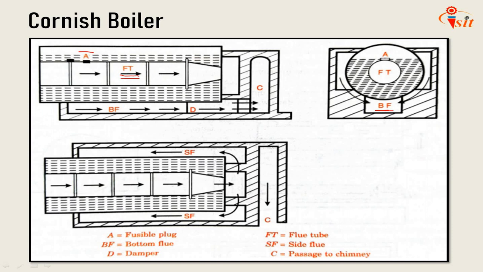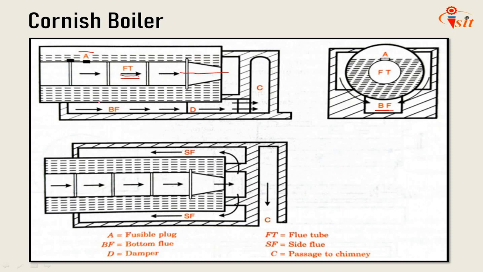The products of combustion pass from the fire grate forward over the brickwork bridge to the end of the furnace tube. They then return by the two side flues to the front end of the boiler and again pass to the back end of the flue along the bottom of the boiler to the chimney.